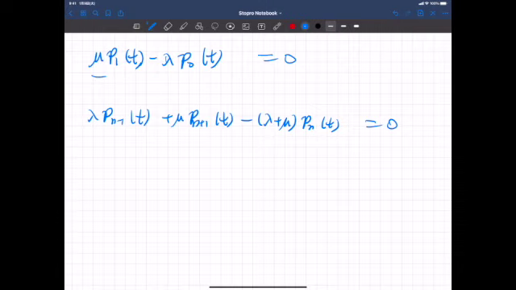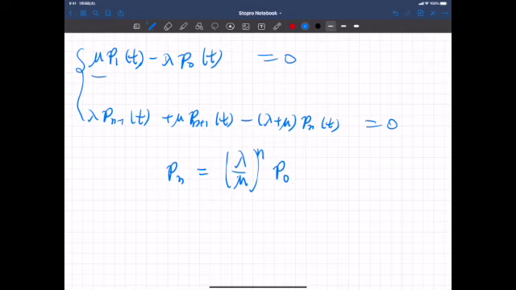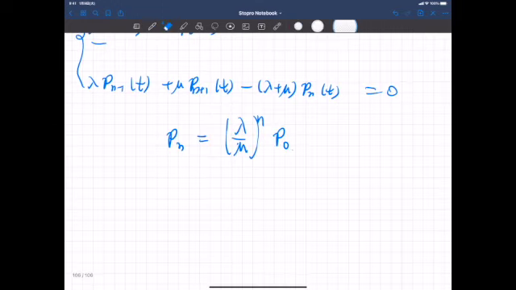And I hope you know how to solve this by now. This is just a second order difference equation, so I'll just give you the answer and skip how you solve it. That should be this: Pn equals (lambda over mu) to the power of n times P0. And at this point, the value of P0 is unknown. Okay. So how can we determine this value of P0?